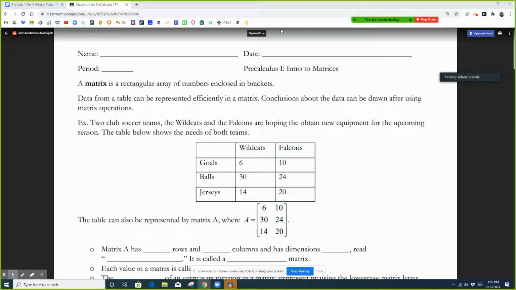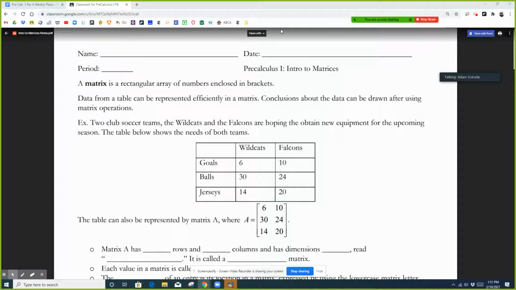And when you put it as a matrix, notice there's less words, and now it's easier to do math with them, to perform operations. So that table can also be represented by matrix A. So we always name matrices with a capital letter. You can name whatever letter you want, but in this case, we're going to use A. And notice how it's the same data, just written a little more simply, where rows go across from left to right. So row 1 would be 6 and 10. Row 2 would be 30 and 24. Row 3 would be 14 and 20. And row 1 represents goals, row 2 is balls, row 3 is jerseys.